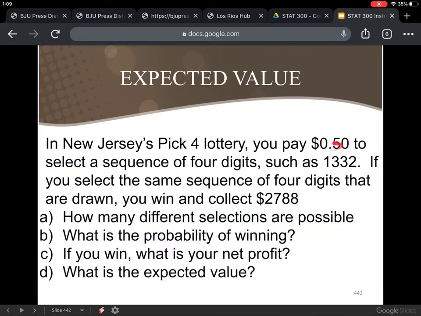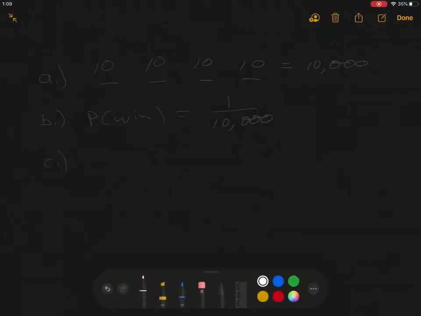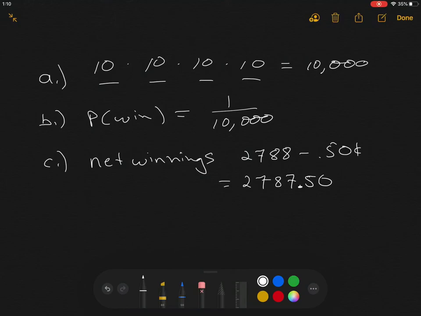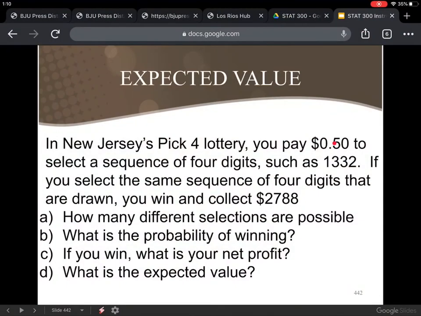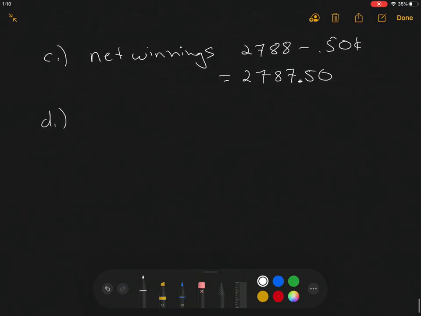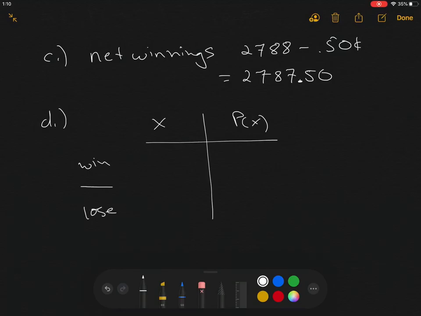$2,788 minus the 50 cents means that your net winnings are $2,788 minus 50 cents, which gets you $2,787.50. Okay, and then part D asks, what is the expected value? Well, parts A through C kind of set everything up for you. When you make a table to find the expected value, you write X and P of X for your columns and the different outcomes as rows. Well, in this case, either you win or lose again.